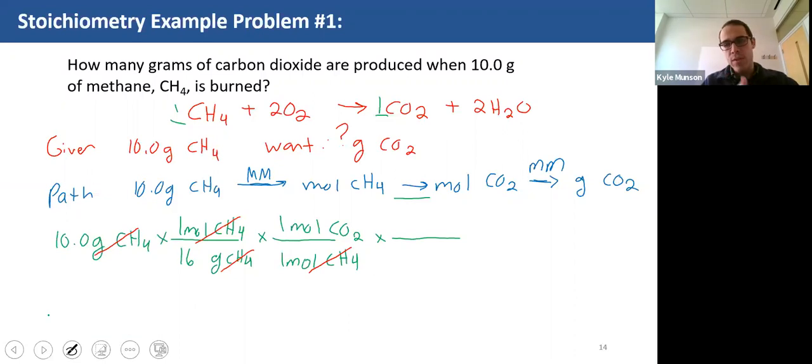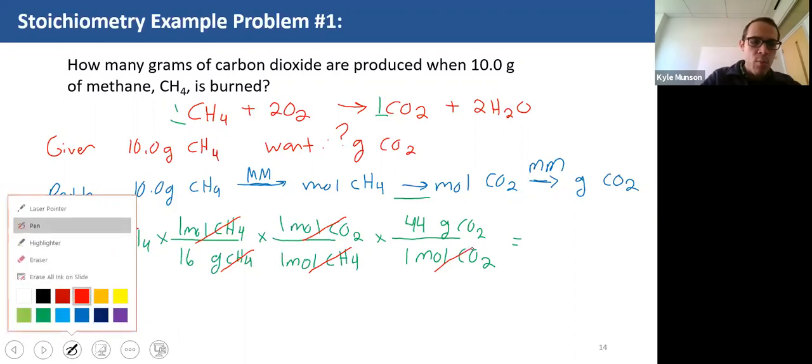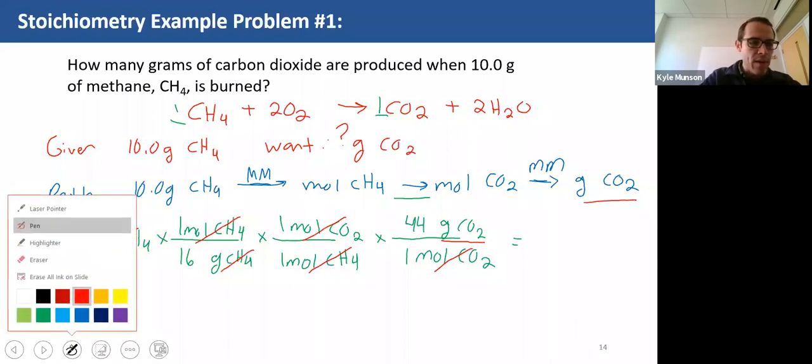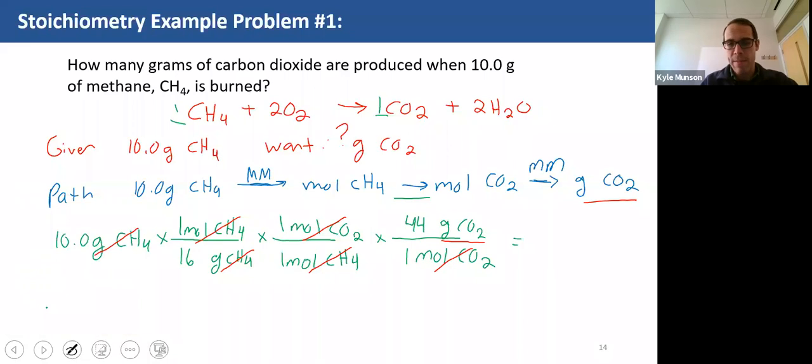Now to convert to grams of carbon dioxide, I know for every 1 mole of CO2, there's about 44 grams of CO2. You might have a slightly different number; I just rounded it so it would fit on the screen. Now moles of CO2 cancel, and our final unit is grams of CO2, which is what we wanted. So we know we at least set it up correctly. When you put all this in your calculator, I get 27.4 grams of CO2.